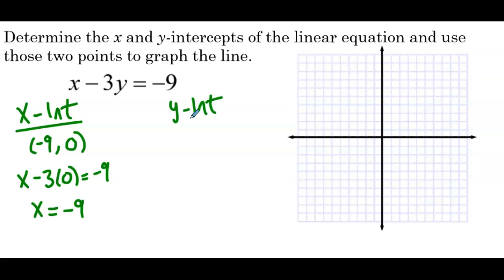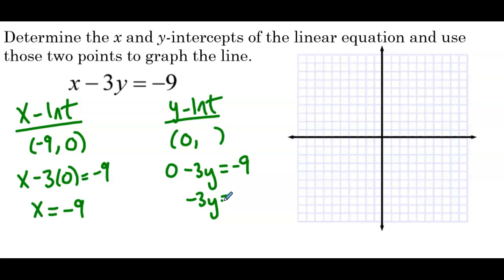Similarly, our y-intercept is a point whose x-coordinate is 0. So we can substitute 0 in for x in our equation. So 0 minus 3y equals -9. That leaves us with -3y equals -9. Divide both sides by -3. We have y equals 3. So the y-intercept is the point 0, 3.